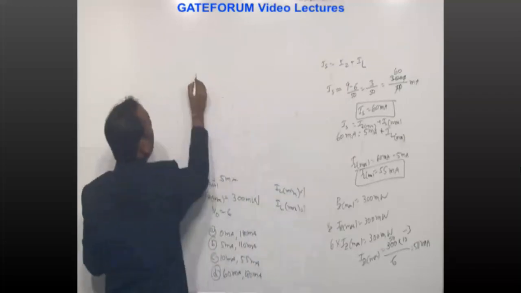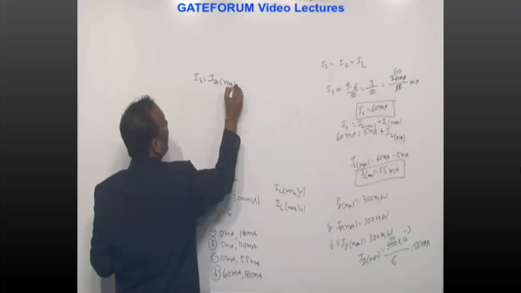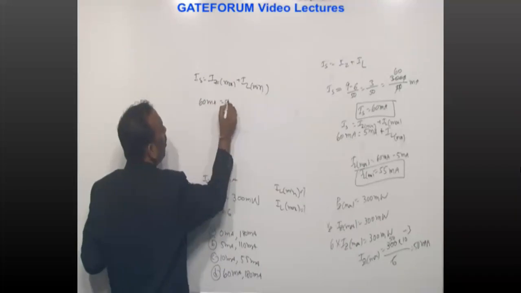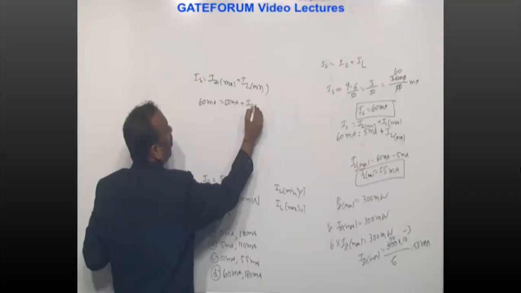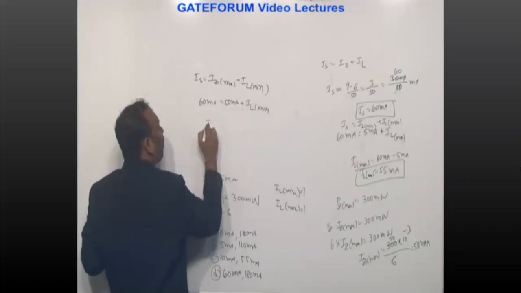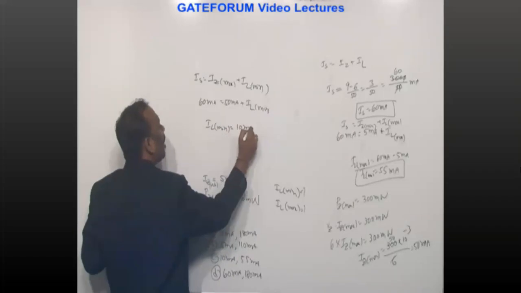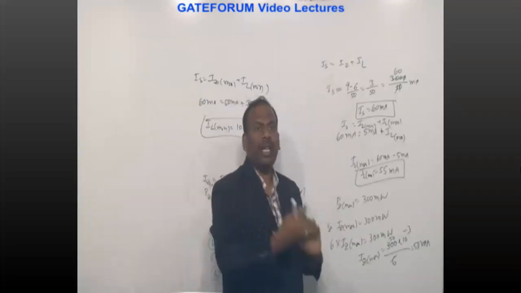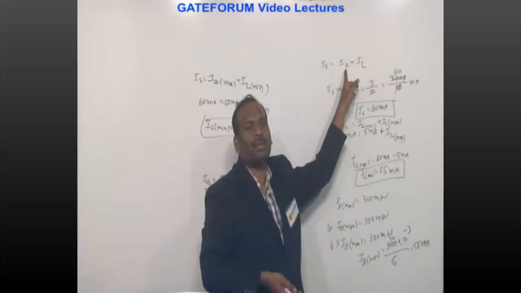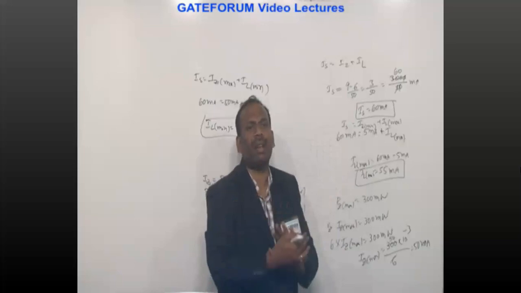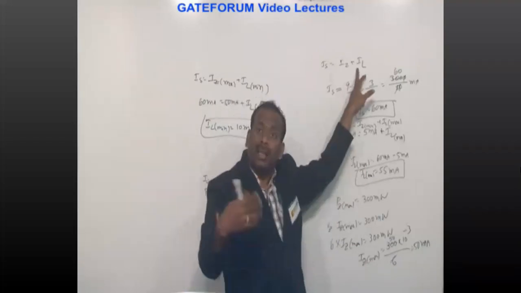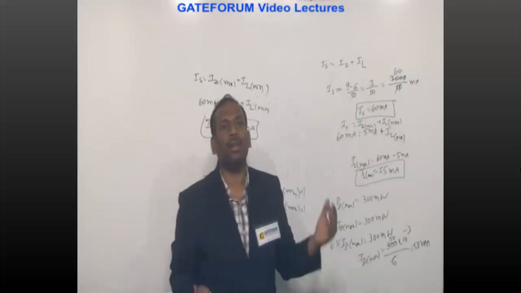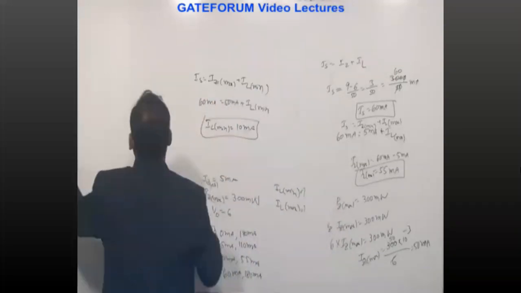Same formula: IS equals IZ plus IL. If IZ is max, then IL has to be min. IS is fixed at 60 milliamperes, which equals 50 milliamperes plus IL. Therefore IL min is 10 milliamperes. Since IS is constant, if IL is minimum then IZ is max, and if IL is max then IZ is min. That is how the Zener acts as a regulator. Clear? Next problem.